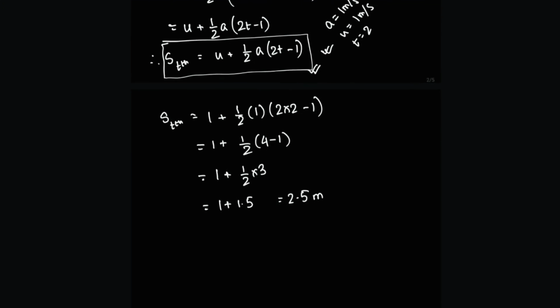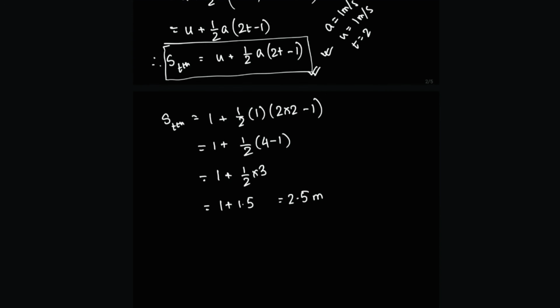So here you go. That is the distance traversed by a certain object in uniform acceleration in a particular period of time. That's all.